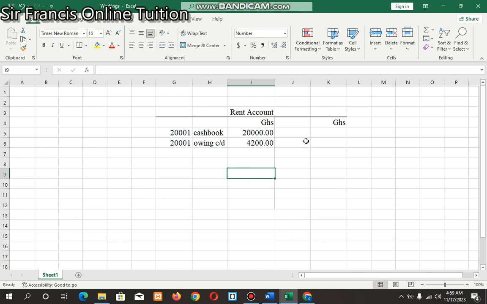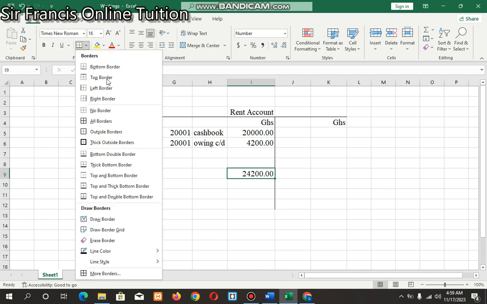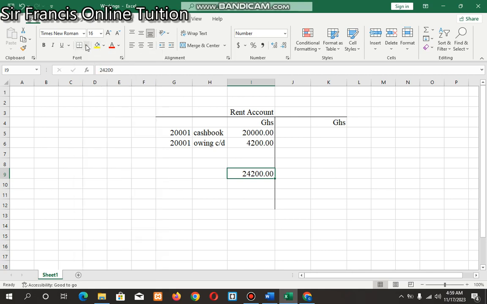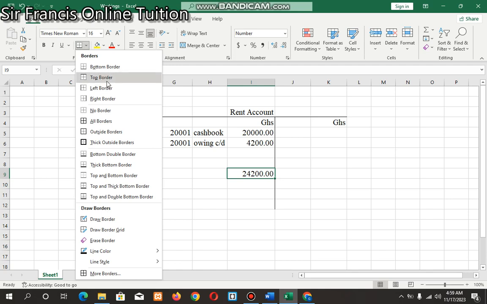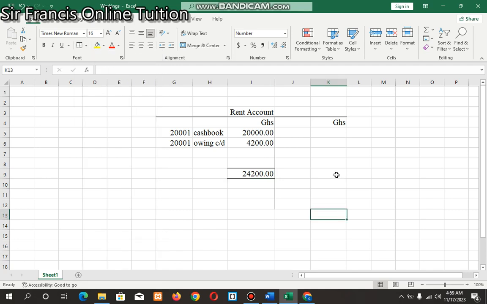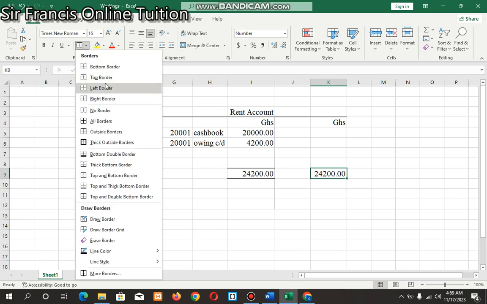So obviously the 24,200, which is the debit side, is bigger than the credit side. So the 24,200 becomes the total for the two sides. We have it here. You have to draw your line in examination to tell the examiner that the account has been closed. So we have the 24,200 here too. So we have the total here. Then we are done with it.